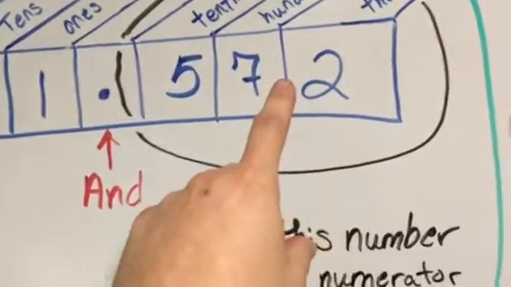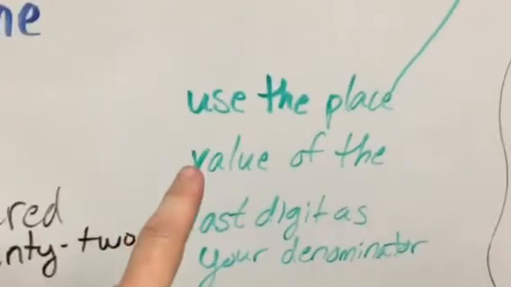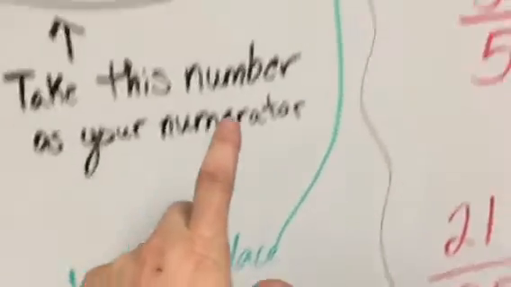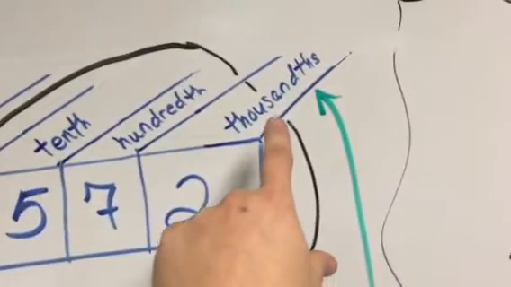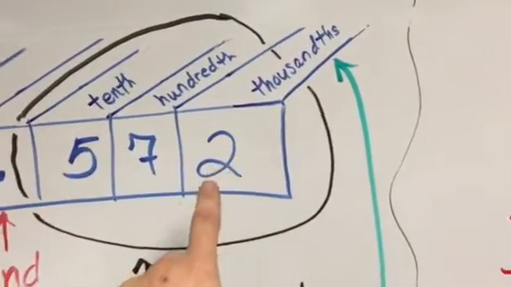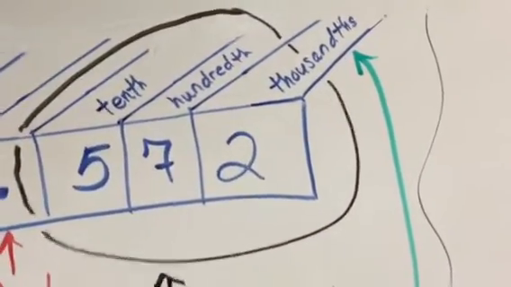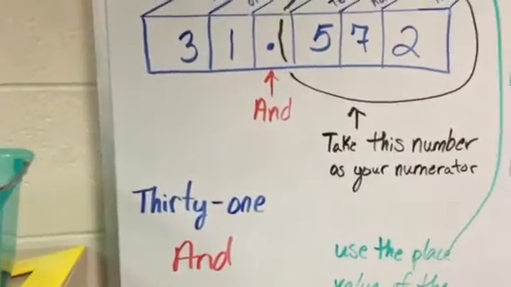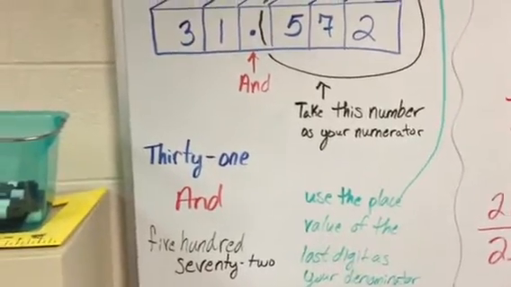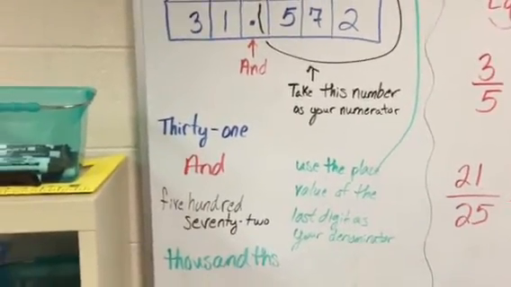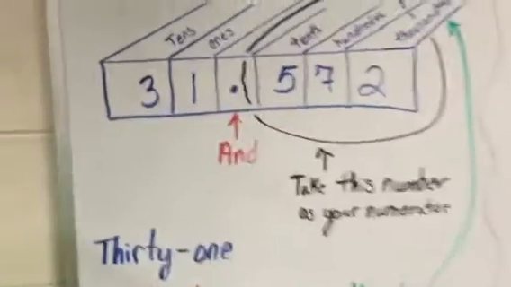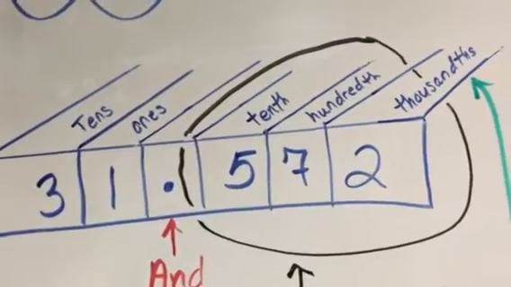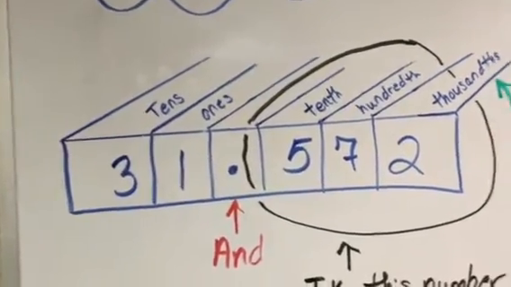572, and then look what we do. We use the place value of the last digit as your denominator. So we look at the last digit, which is here. The place value is thousandths, so our denominator is going to be 1,000. So we have 31 and 572 thousandths. 31 and 572 thousandths. That's how we're going to read this, and when we do a little bit more practice, you'll get a chance to see a little more.